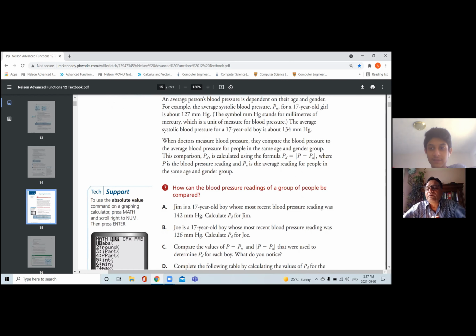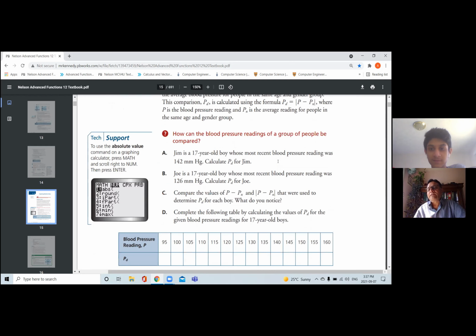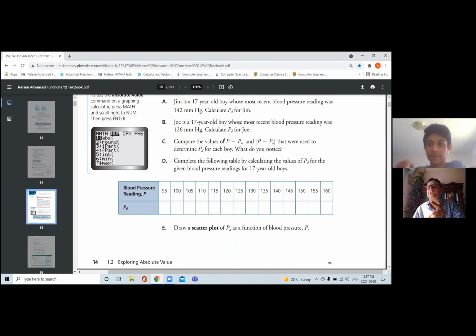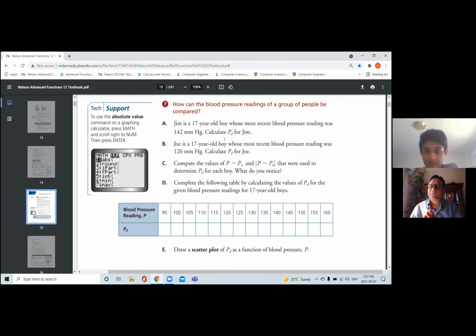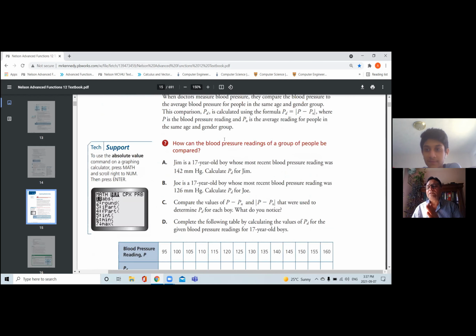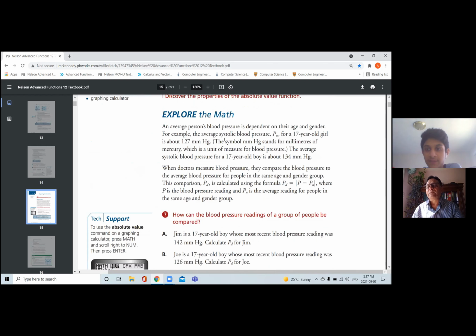Look from the application point of view. When we say that the error could be like 1% plus or minus, you understand? That means the value of 99 is also acceptable and 101 is also acceptable, if you're talking about 100. So 1% plus and minus. So this is what absolute value is.